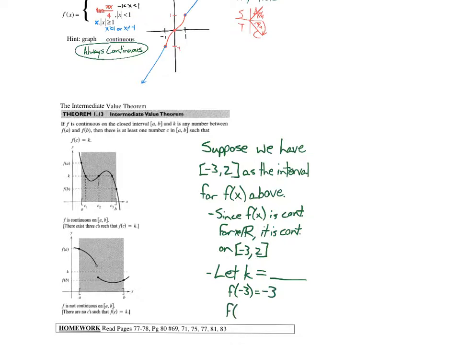And what's f of 2? 2. So, as long as we pick a number between -3 and 2, I know there's at least one value where f of x will equal that number. So, why don't we pick, let's let k equal 1/2.